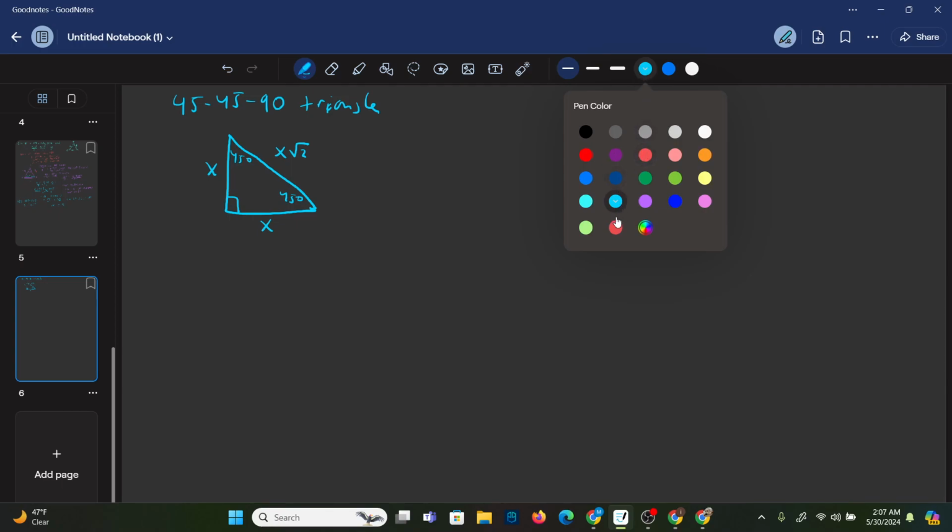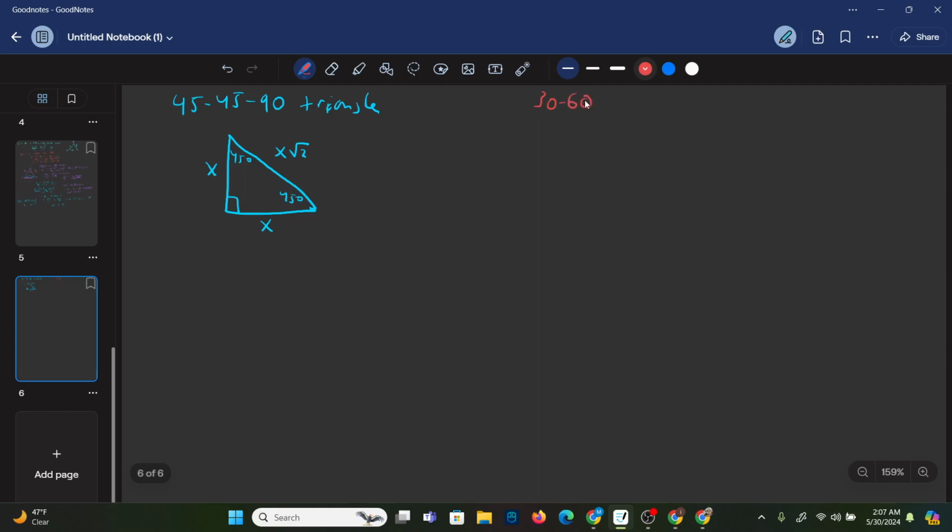There's also the 30, 60, 90 triangle, which is another right triangle. We have 90 degrees. Here we have 30 degrees and 60 degrees.